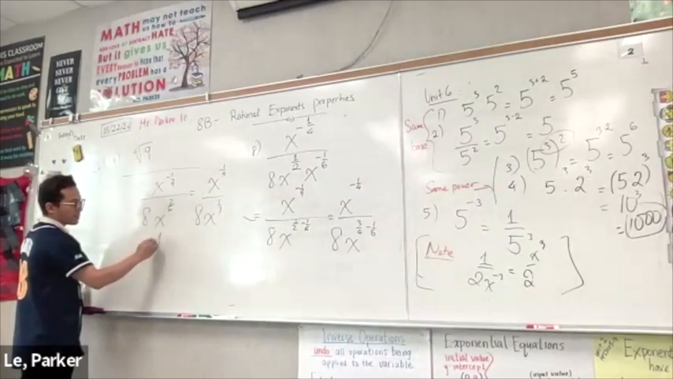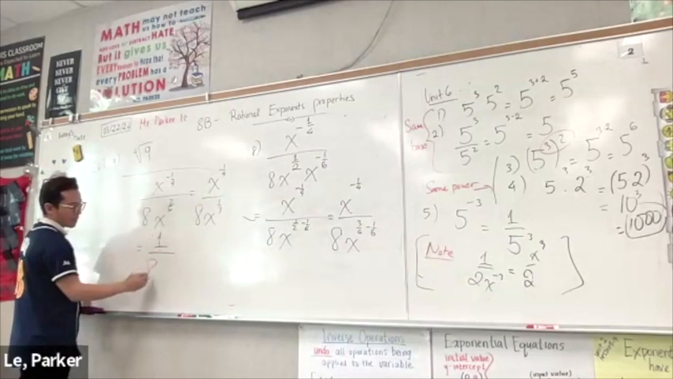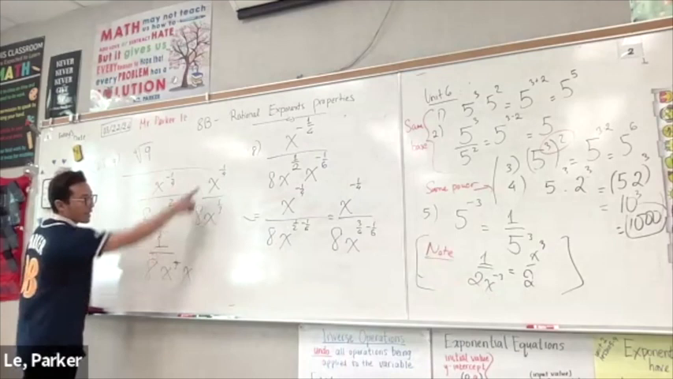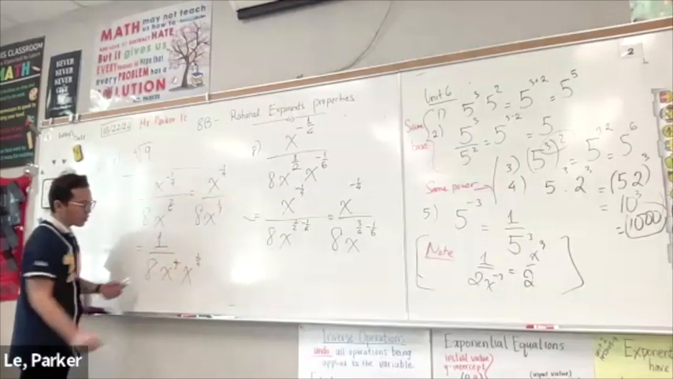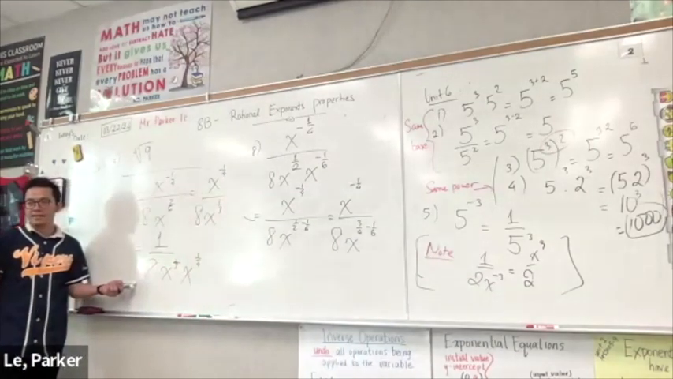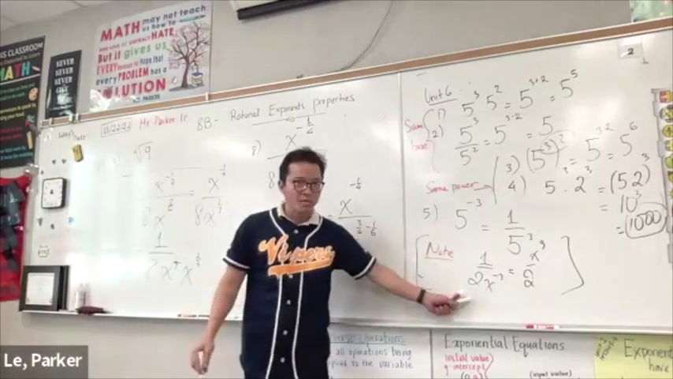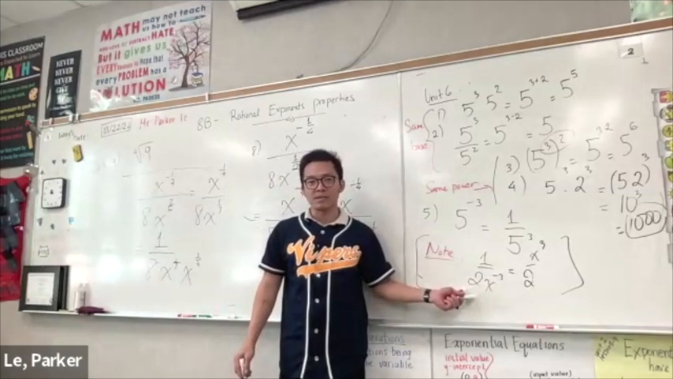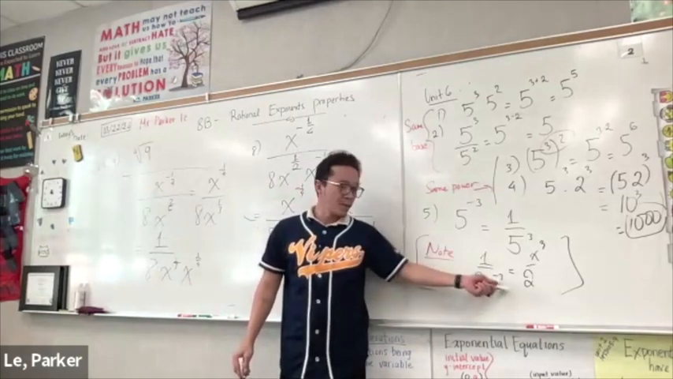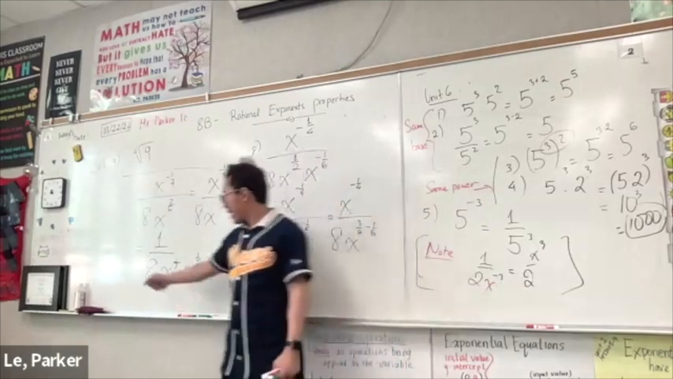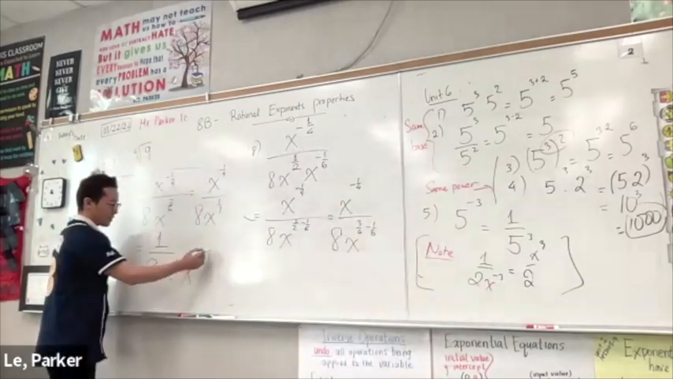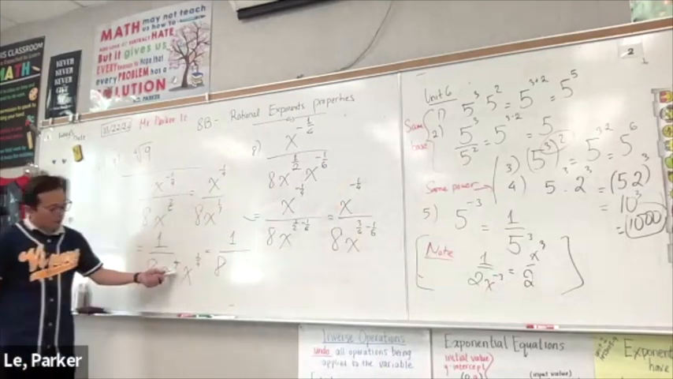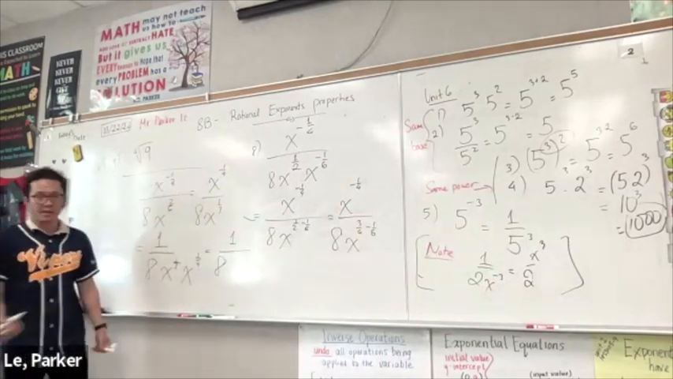Negative becomes positive, you flip it down. But don't flip the 8. The 2 doesn't have any negative power. Don't flip it. You only flip the one with negative power. So 8 is still on the bottom, so the answer is 8x. So 1/8 is still there. Now 1/3 plus 1/4. That's what you need to do.